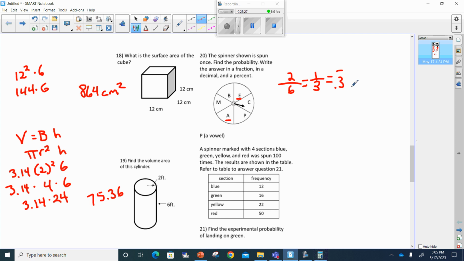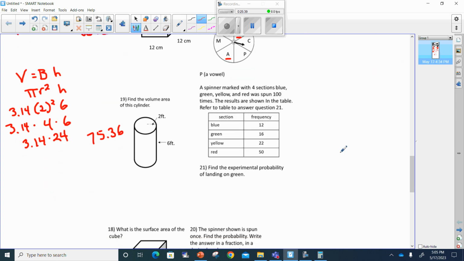And then as a percent, remember, as a percent, it's moving the decimal over twice. So this would be 33.3 repeating percent. All right, let's go to the next one.